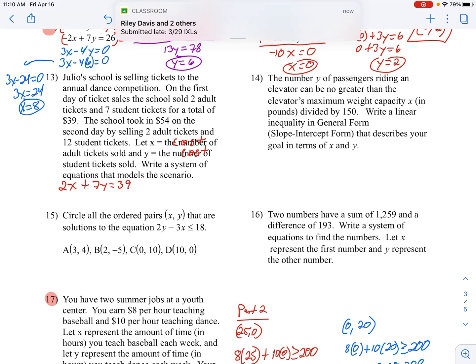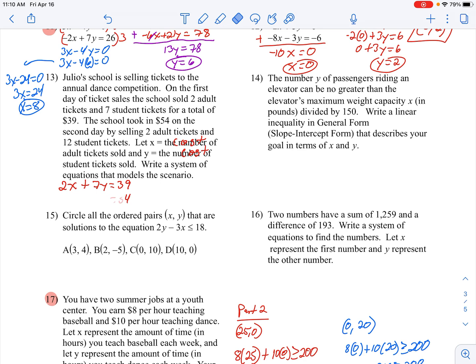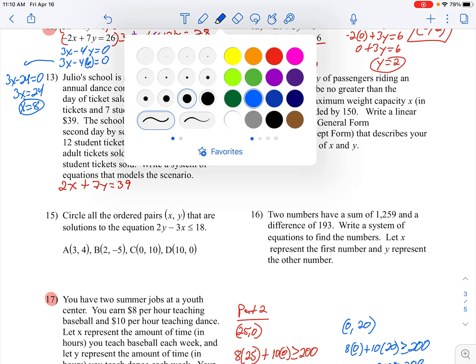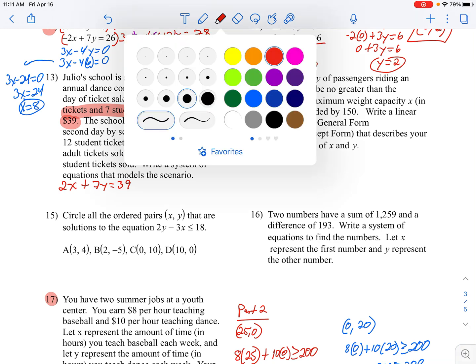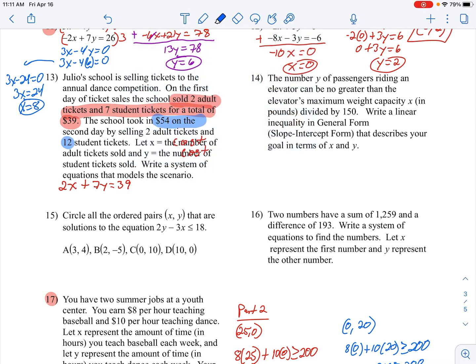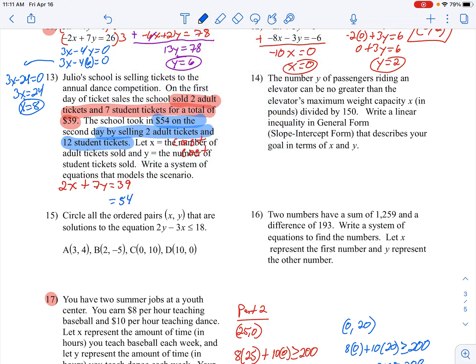On the second day, we made $54. Let me just draw your attention to day 1. Now we're on to day 2. Now on day 2, we made $54. And how do we make $54? By selling, again, 2 adult tickets and now 12 student tickets. So that is the system that models that scenario. That's all they like us to do.